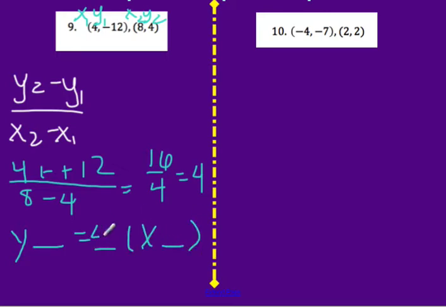Okay, so our slope is 4, and now we can pick a point. It actually doesn't matter which point you use. They both mean the same thing. Okay, so I'm just going to use the first point here.